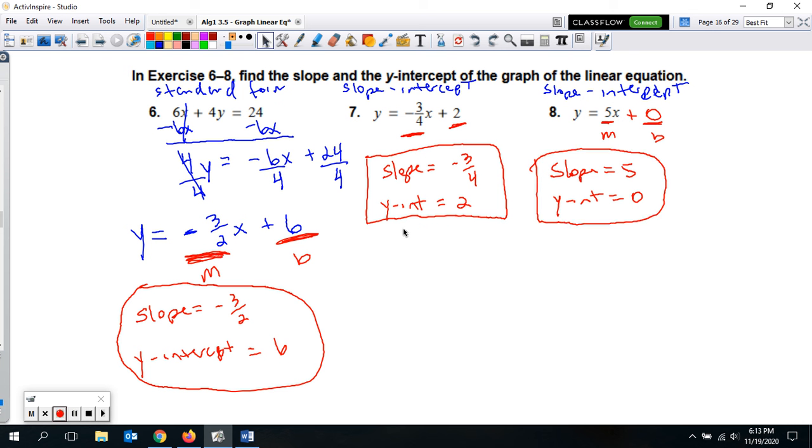Alright, so let's move on. That should be pretty easy to do once you know it's in slope-intercept form. Identify m and b, slope and y-intercept. You have to keep those separate in your mind. You need to know the difference between which one's the slope and which one's the y-intercept. We always start with the y-intercept on the graph when we're going to graph something.